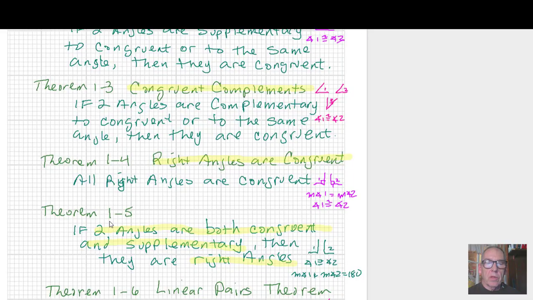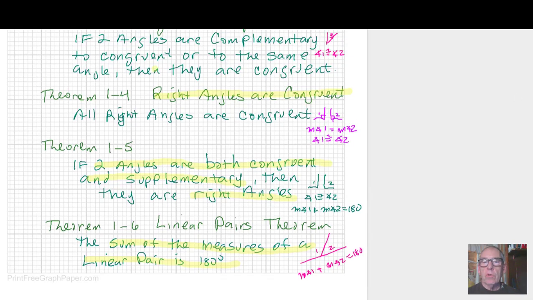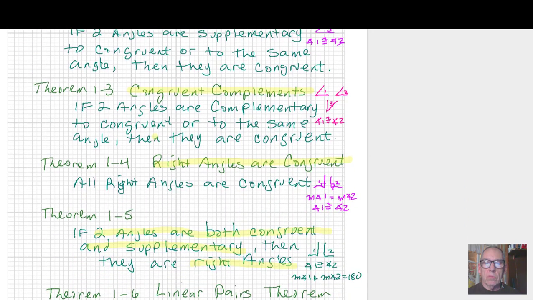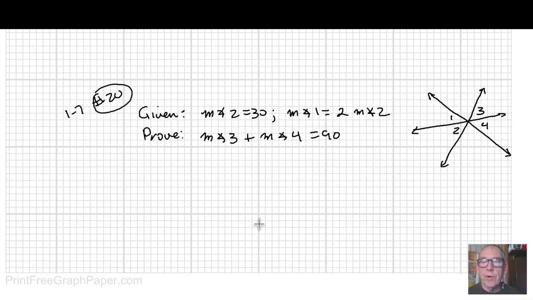So if we go over and look at theorem 1-6, after we do this exercise, we will have proved this linear pairs theorem, which makes it legit to use in the future. We can use everything up through 1-5 as a help for 1-6 if we need it. So angles congruent and supplementary, then they're right angles. All right angles are congruent. If they're complementary to congruent complements, congruent supplements, and then vertical angles, those are the theorems that we can use. So let's go to our page and see what we got here.